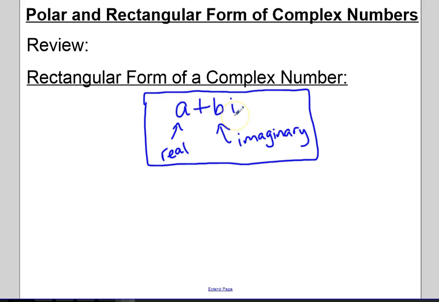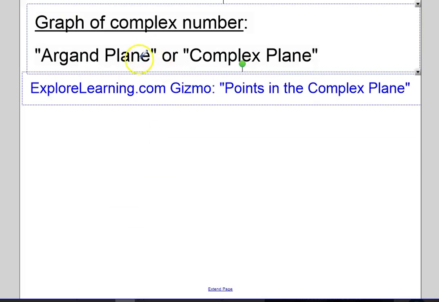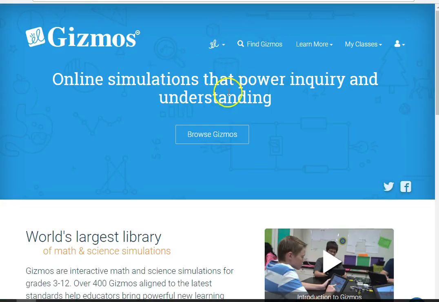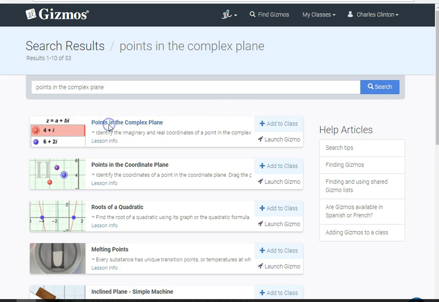What I'd like to use, and maybe you'd like to use as well, is a gizmo on explorelearning.com. You may have a login for explorelearning.com, but you may also just use the 5-minute free trial. You won't need more than 5 minutes. We're going to go to this particular gizmo on the Argand plane, or the complex plane, also called points in the complex plane. You can just browse gizmos, and we're going to go to that gizmo.